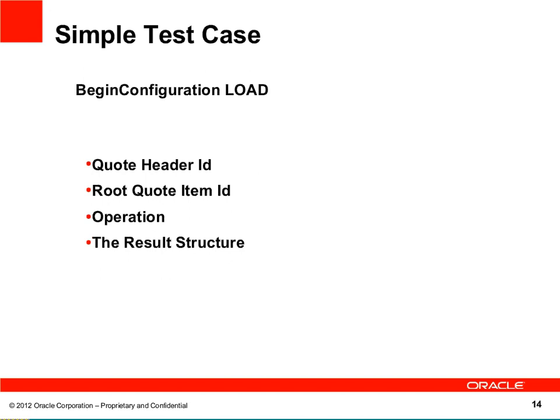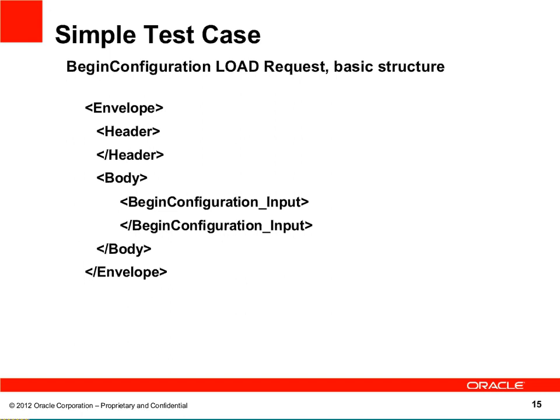Now the request structure in detail. The basic structure: the envelope is the entire SOAP request, and then we have a header part and a body. And in the body we have a begin configuration input. Here we specify all the parameters and how the result should look like.